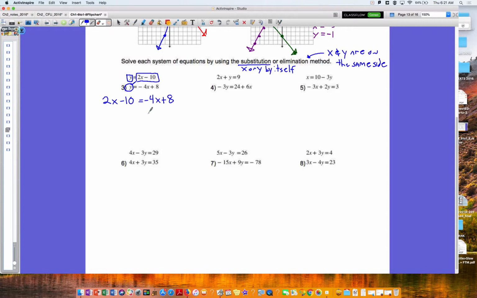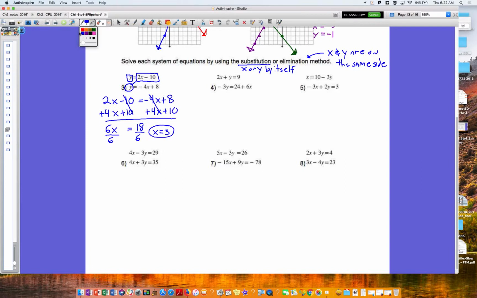So I'm going to do both steps. I'm going to get x's to the left side, so I'm going to add 4x. And then, since I have x on this side, I'm going to take the number and move it to the other side. So I'm going to add 10 to the other side. So I have 6x now, 10's cross out, 4x's cross out, equals 18. Divide by 6, and x equals 3.